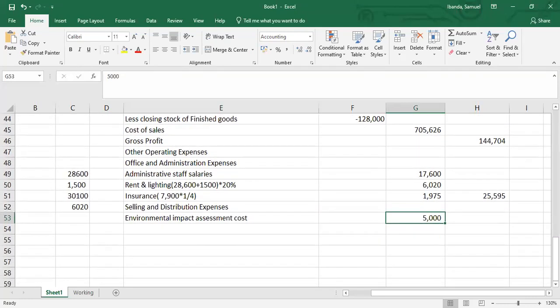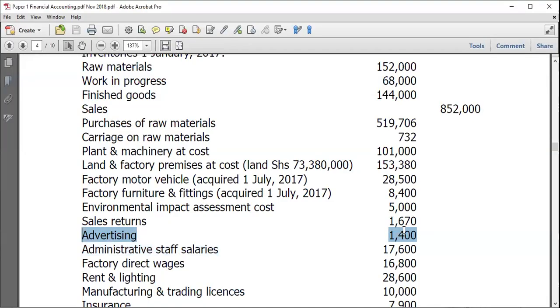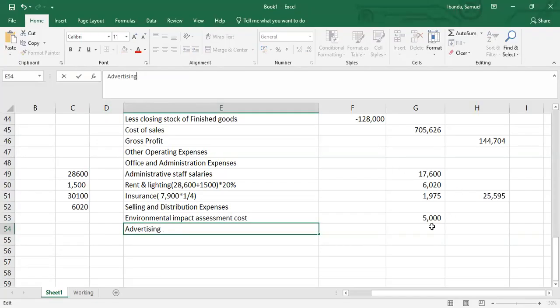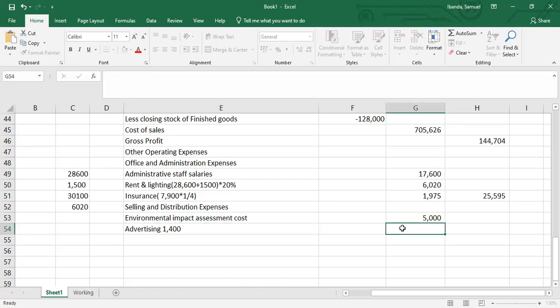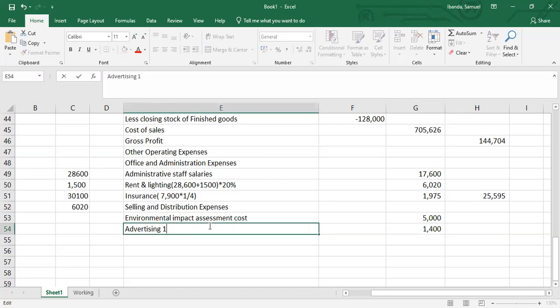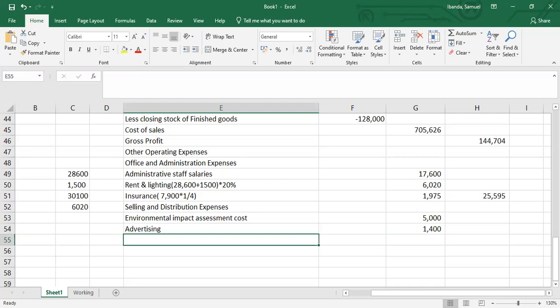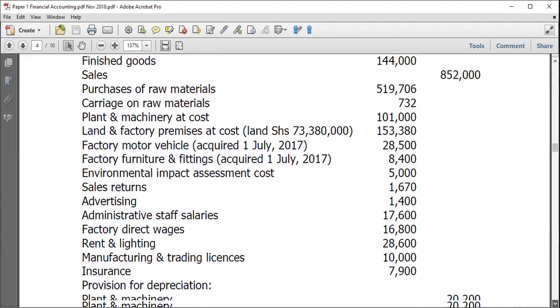Okay. And then the next thing that I'll also do is I'll come to my advertising and I'll also put it there, as direct doesn't have any distribution I have. So advertising, this is 1,400. Sorry, supposed to put it there. So that's what we have for advertising. Okay. Now we also need to check and see what other do we have. When you come here, we have those ones we have done.